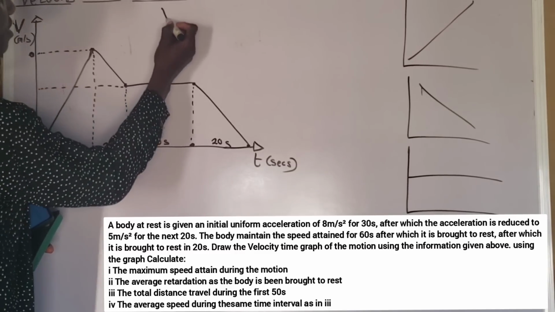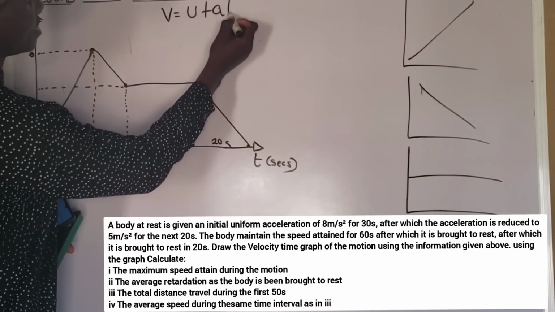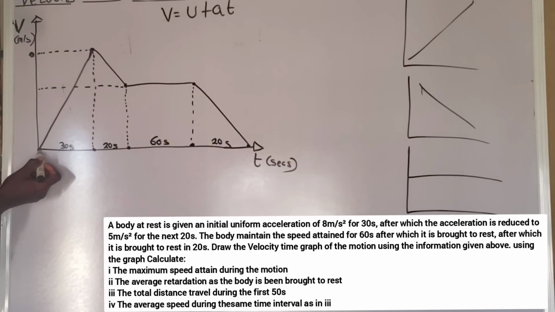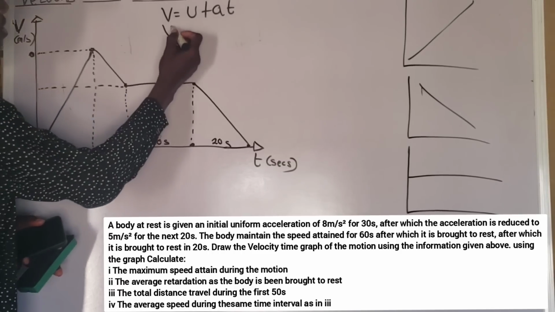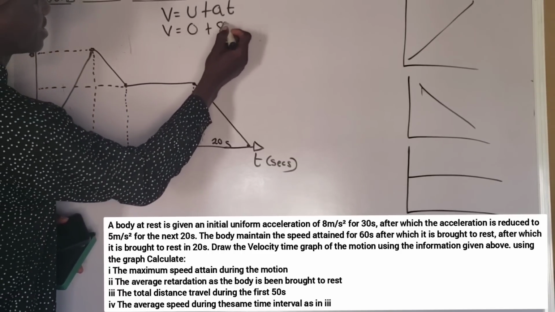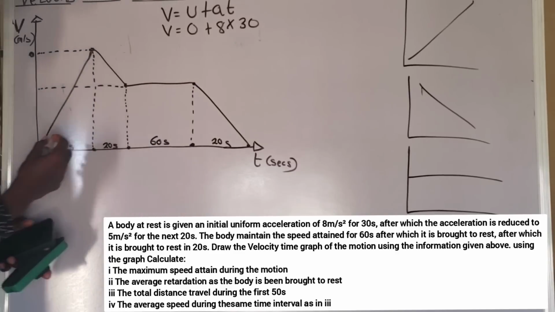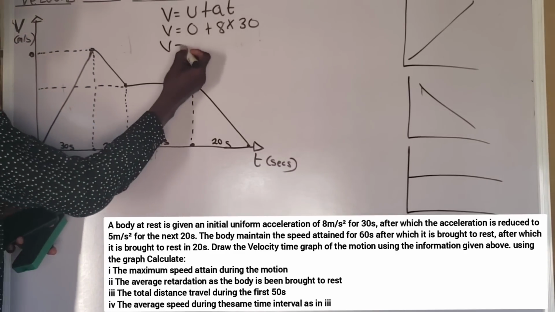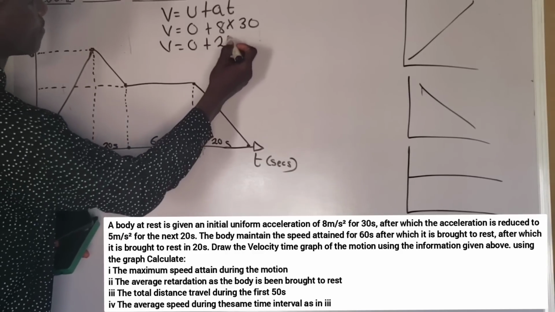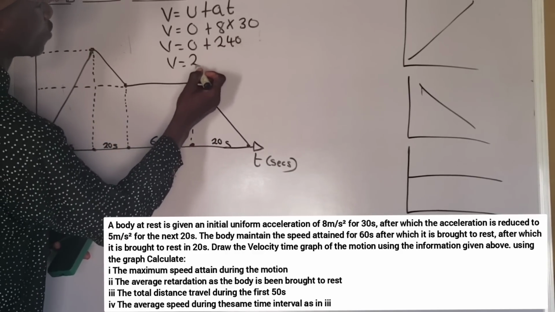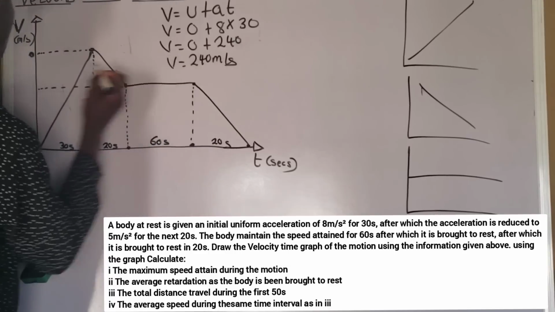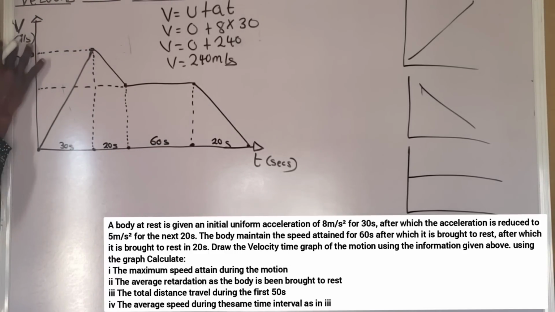V equals U plus AT. You understand? Now, when the body accelerates from this point to this point, the acceleration is what? 8 meters per second squared. And the time taken is what? 30 seconds. So, V equals 0 plus 8 multiplied by 30. Just pay attention. V equals 0 plus 240. So, V equals 240 meters per second. So, the velocity here is what? 240. You understand? This is the velocity here.